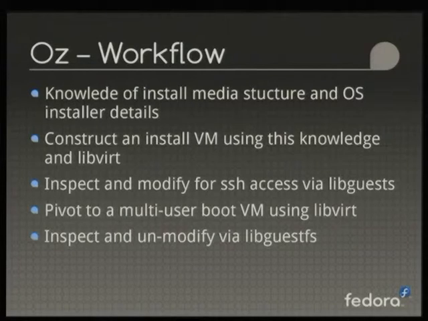So, how does Oz do this? Well, one thing Oz knows is it knows a great deal about how the install media and potential install sources for a lot of OSs are structured, right? So it knows if you give it a URL for Fedora that it needs to look for a directory called images, and there will be a kernel and a RAM disk there that will launch the installer, right? This is one of the things that Oz uses to its advantage. It knows how to use that knowledge to then create a VM that will launch directly into an install environment, in our case, a kickstart environment, right?